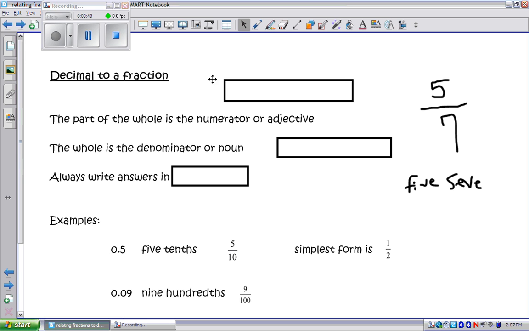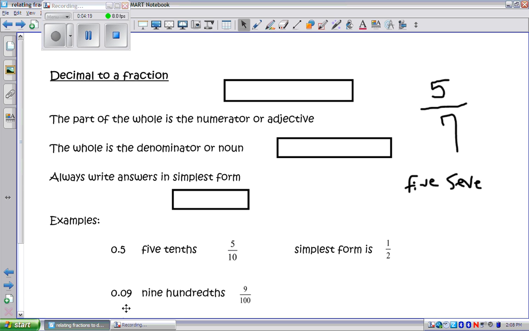So if we dealt with a decimal, for instance, 5/10, we could write 0.5 as 5/10. And again, the adjective is the 5. The noun is the tenths. We'd write it as 5/10. And as we always do with fractions, answers need to be written in simplest form. The simplest form of 5/10 is 1/2.